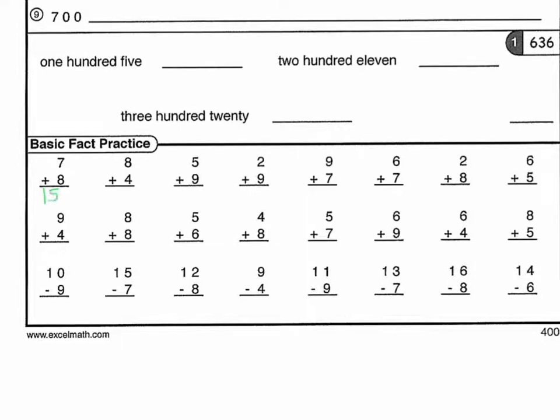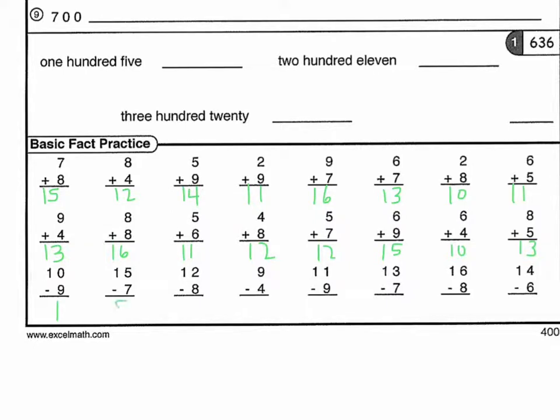We got 15, 8 plus 4 is 12, 5 plus 9 is 14. Just pause the video if I'm going too fast for you there. 2 plus 9 is 11, 9 plus 7 is 16, 6 plus 7 is 13, 2 plus 8 is 10, 6 plus 5 is 11. Next row. 9 plus 4 is 13, 8 and 8 is 16, 5 and 6 is 11, 4 and 8 is 12. 5 and 7 is 12 also. 6 and 9 is 15. 6 plus 4 is 10. 8 plus 5 is 13. 10 minus 9 is 1, this last row.